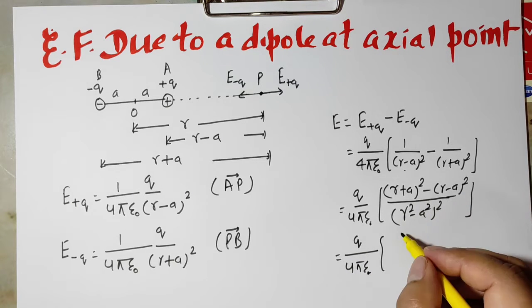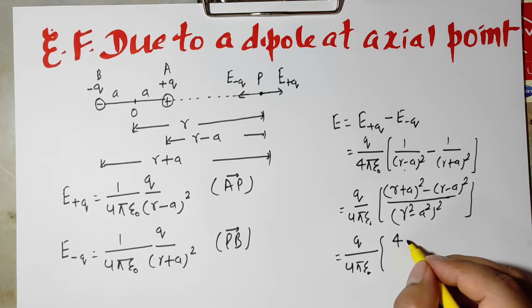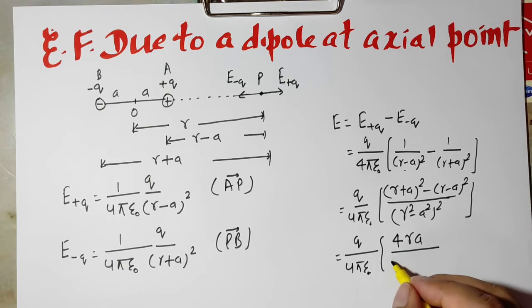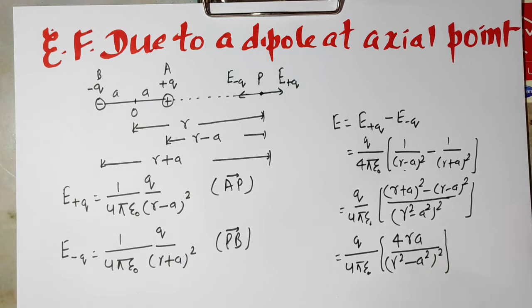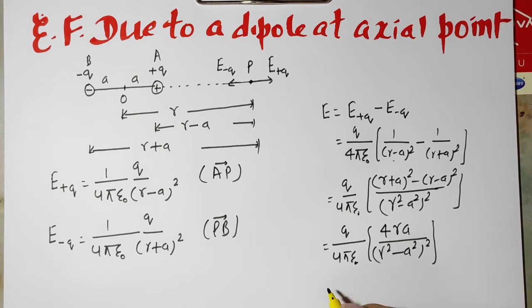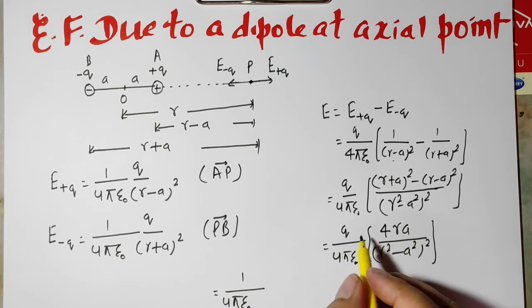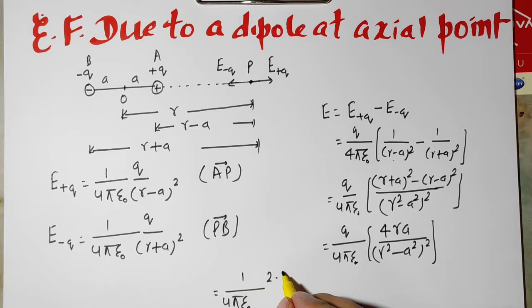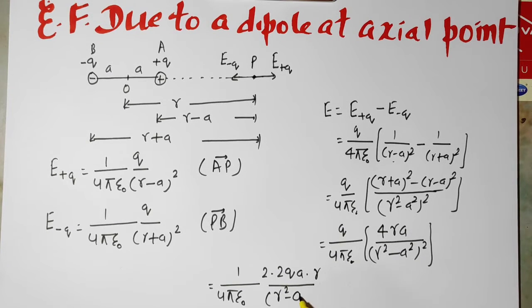Upon simplifying, if you square and simplify this, eventually you will get 4ra upon (r square minus a square) square. Is it fine so far? Now the thing is that we have 1 upon 4 pi epsilon naught, 2 into 2qa into r upon (r square minus a square) square. We have this situation here.